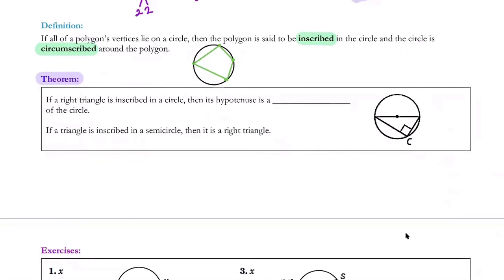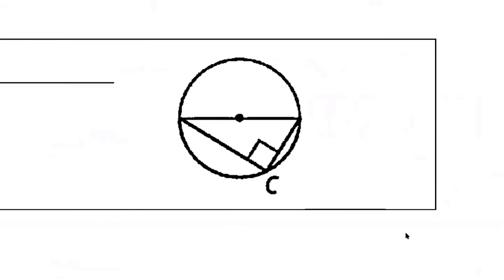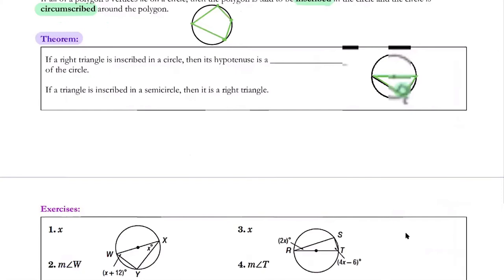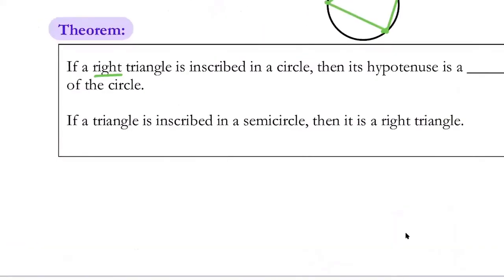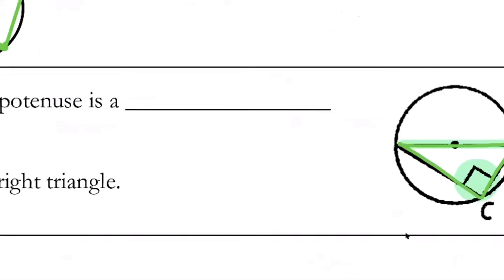Okay, so something that's helpful to know about circles and right triangles. If a right triangle is inscribed in a circle, so that means if you have a right triangle where the vertices are all on the circle, then that forces that to be a right angle, and the hypotenuse will actually be a diameter. So if a right triangle is inscribed in a circle, its hypotenuse is a diameter of the circle.